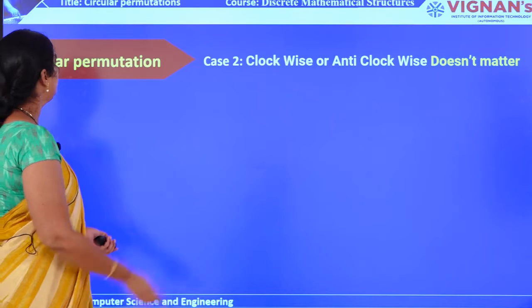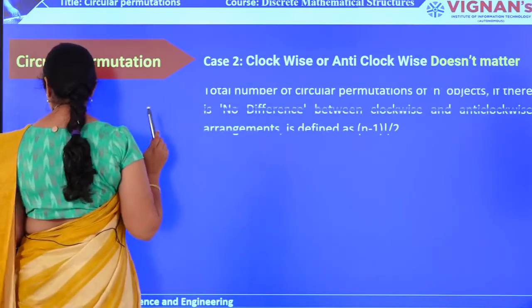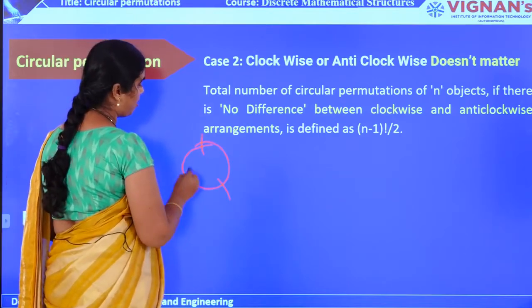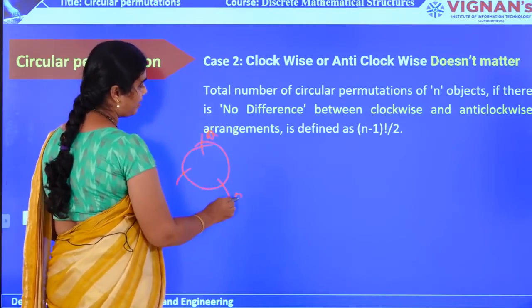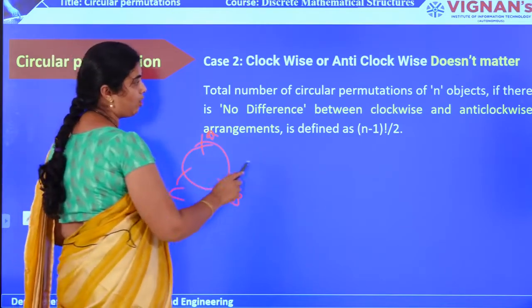Next, circular permutation. In circular permutation, the other type is where clockwise or anti-clockwise doesn't matter. That means here I am given ABC, I am asked to arrange. Whether it is anti-clockwise or clockwise, it doesn't matter. It should be arranged, that's it, in clockwise way.